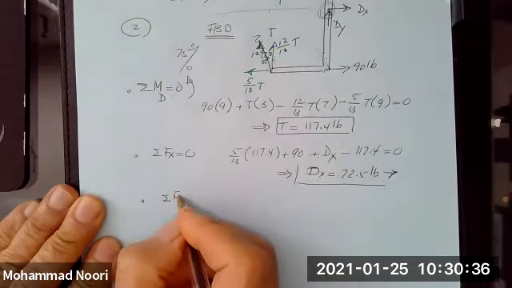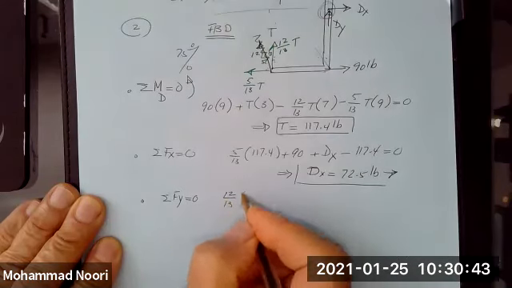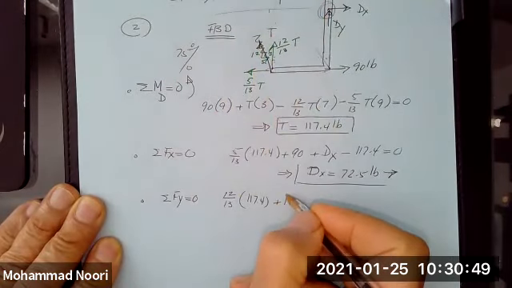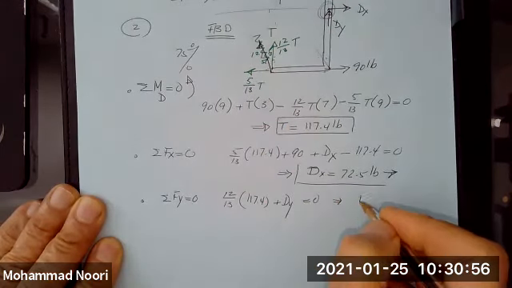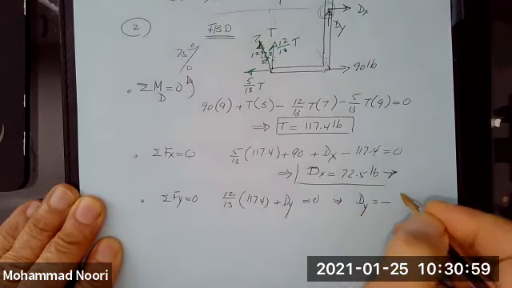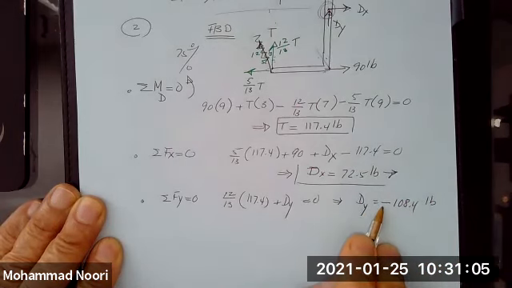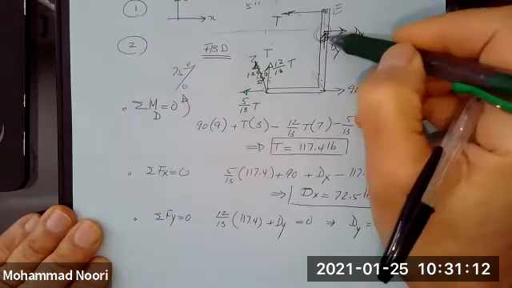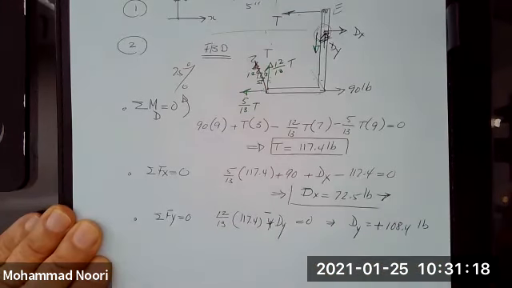Now, the last equation, summation of forces along y. So you have 12 over 13 times 117.4, this force. You have dy, which you assume in that direction, equal to 0. And you see that this results in a negative value of 108.4 for dy. This negative value indicates the assumed direction you have selected for dy is wrong. So you have to correct that. Once you correct that, this becomes positive because this was supposed to be negative. So this is the answer. Any questions?